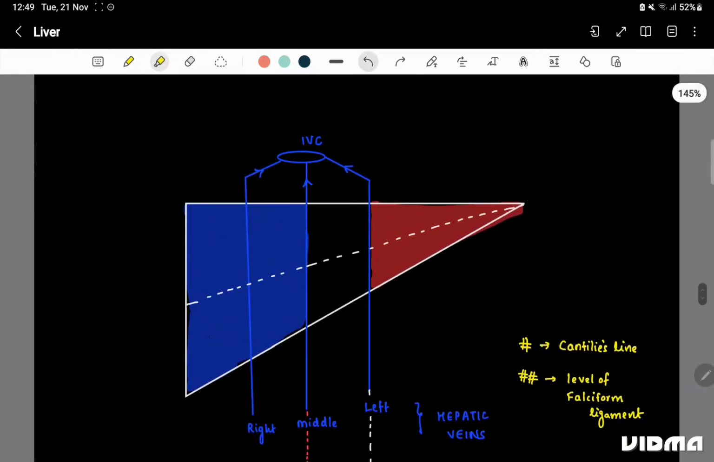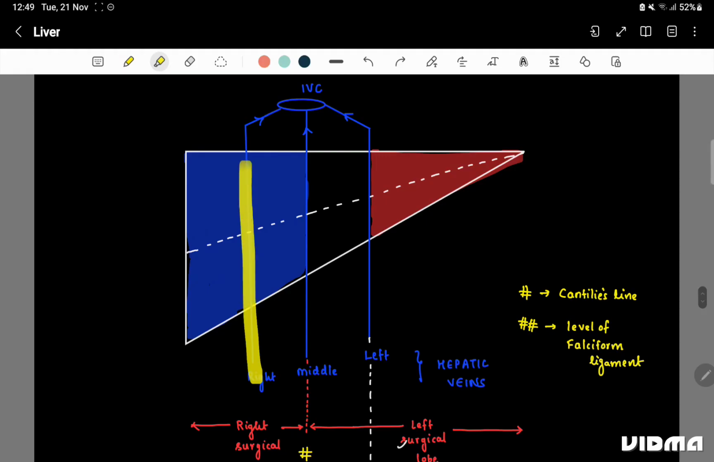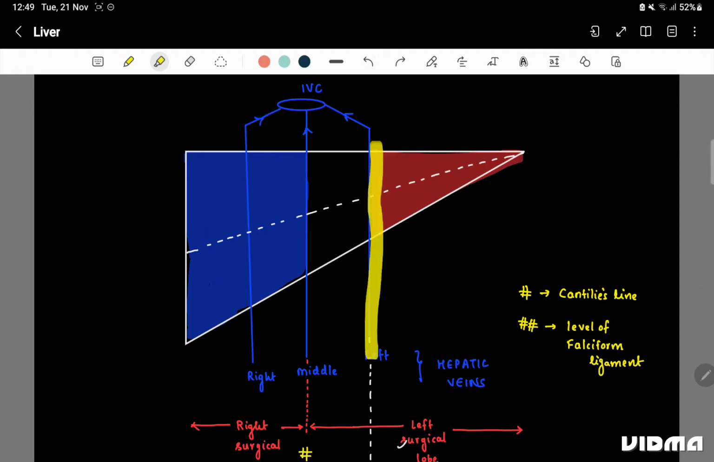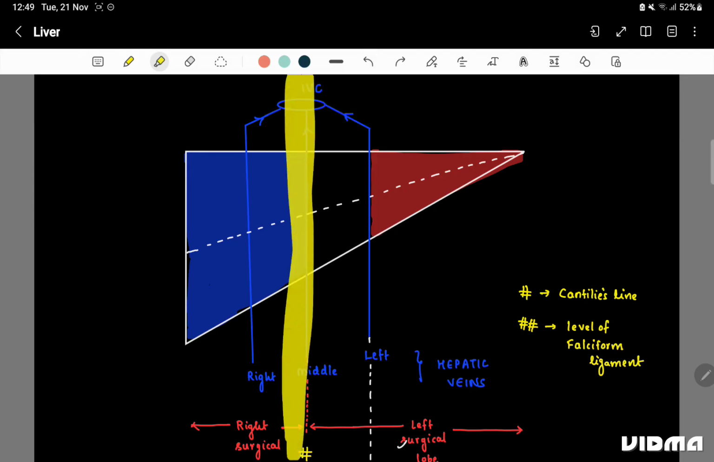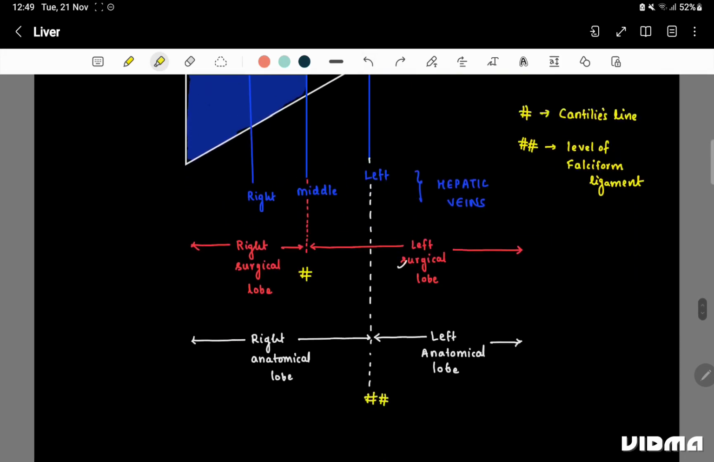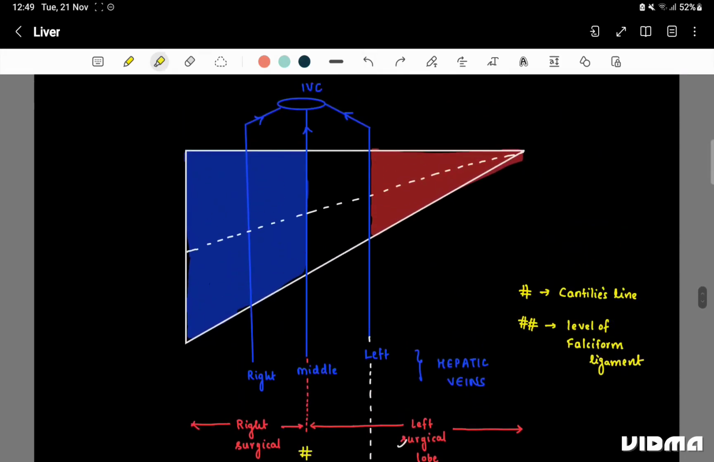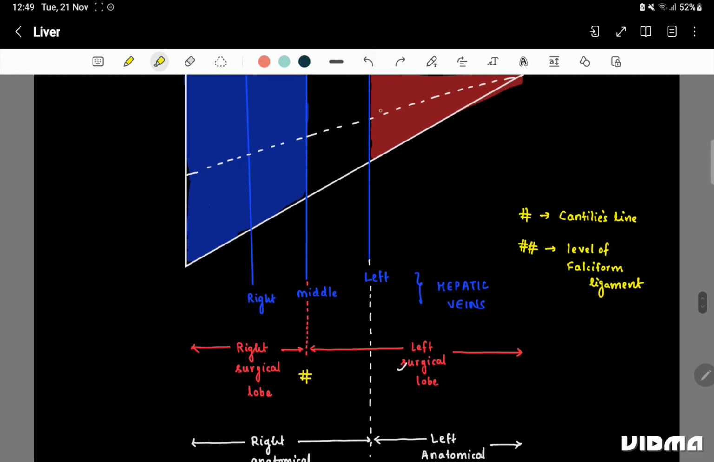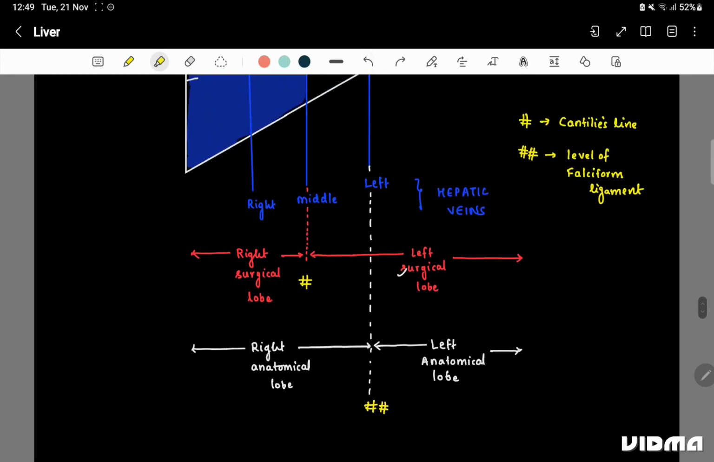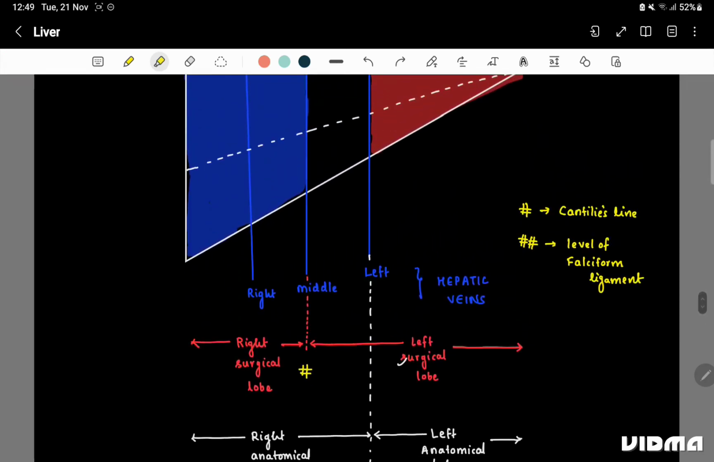Talking about the inferior vena cava, we have our hepatic veins, that is the right hepatic vein draining into IVC, middle hepatic vein draining into IVC, and the left hepatic vein draining into IVC. And this line is your Cantlie line. Understood? And what is the line of your falciform ligament? So falciform ligament lies in the level of your left hepatic vein. So this is the level of your falciform ligament.